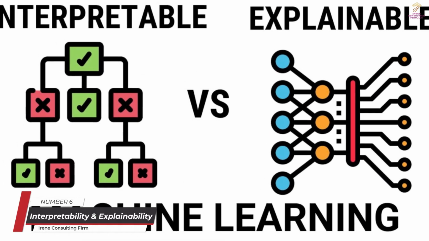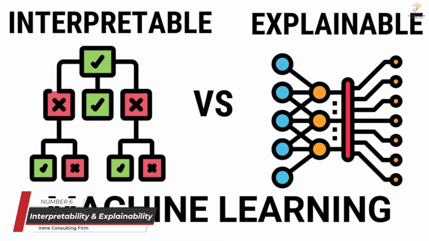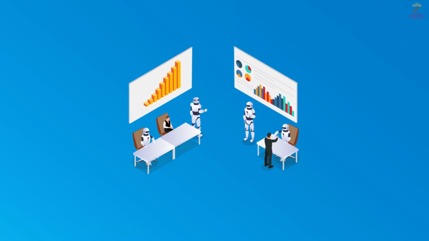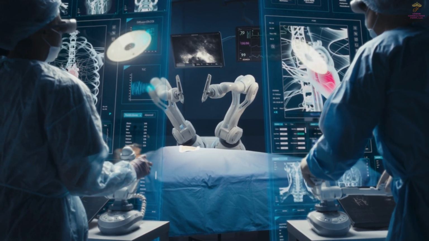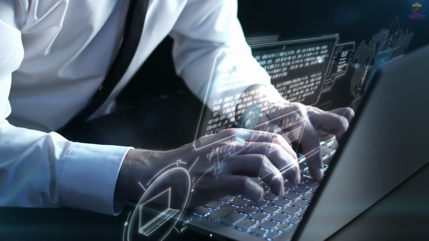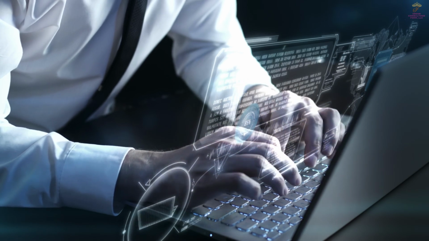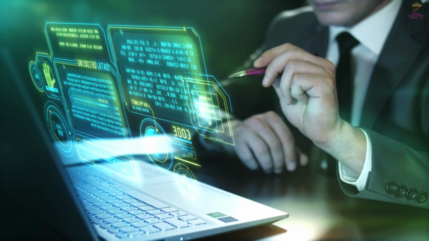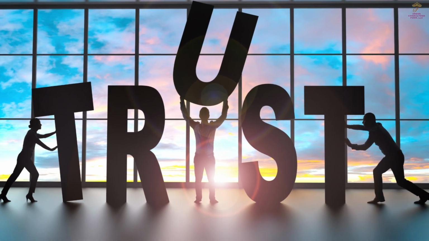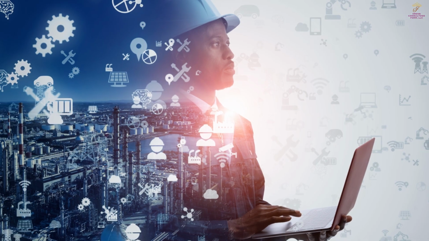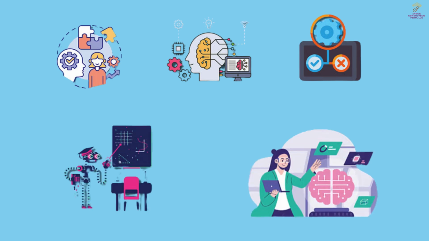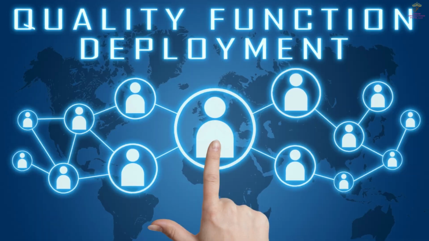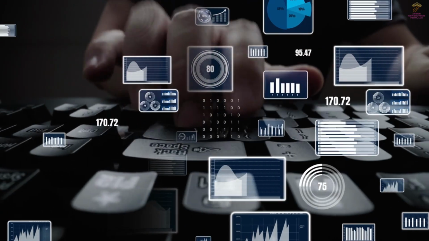Number six, interpretability and explainability. Understanding how a model makes decisions is crucial, especially in fields like finance or healthcare, where transparency is essential. The ability to interpret and explain model outputs is not just a technical concern, but also a regulatory and ethical one. Transparent models foster trust and compliance. In regulated industries, explainability is vital for meeting legal requirements. Striking a balance between complexity and interpretability ensures responsible deployment, promoting confidence in the model's decision-making process.